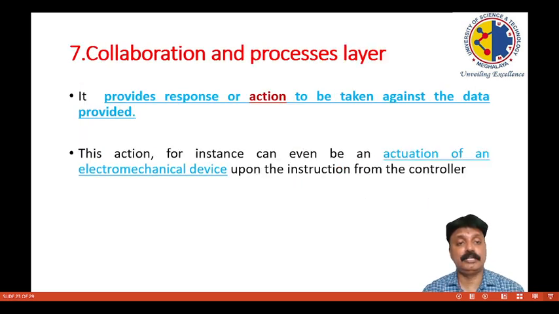The seventh, the last one, is the collaboration and process layer. It provides a response or action to be taken against the data provided. This action, for instance, can even be an activation of an electromechanical device upon the instruction from the controller.